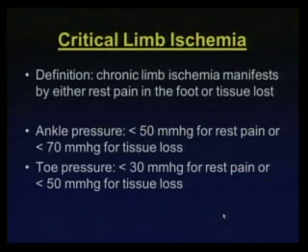We also have objective criteria. When we look at ankle pressure in the non-invasive vascular lab, these patients should have less than 50 millimeters of mercury for rest pain or less than 70 for tissue loss. For those patients who have highly elevated or falsely elevated ABI or pressure because of diabetes, when we look at toe pressure, it should be less than 30 for rest pain and less than 50 for tissue loss.